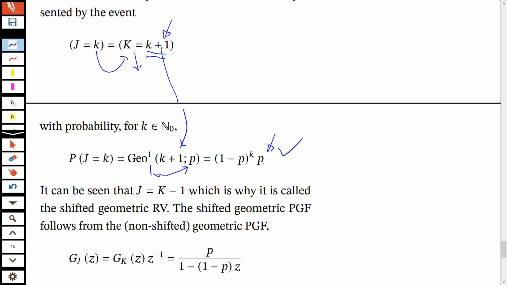P is the probability of success on the last trial, and this k now is a value of J, not a value of upper K. This k is the number of failures. So you observed k failures, yeah, (1 minus p) raised to k, before the first success.